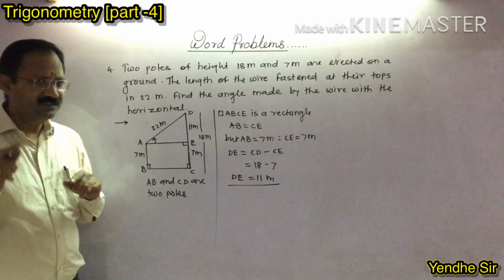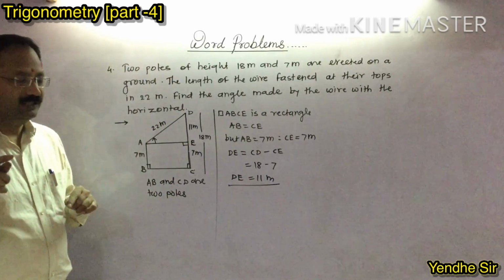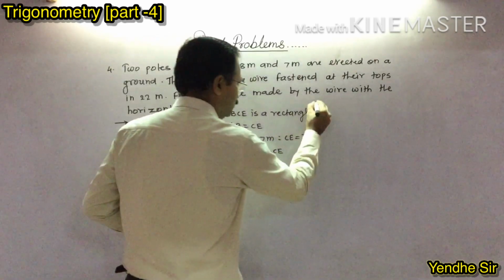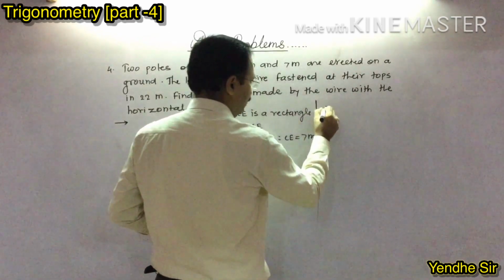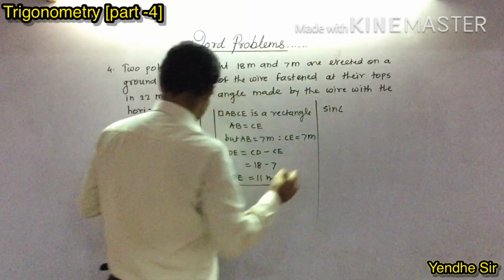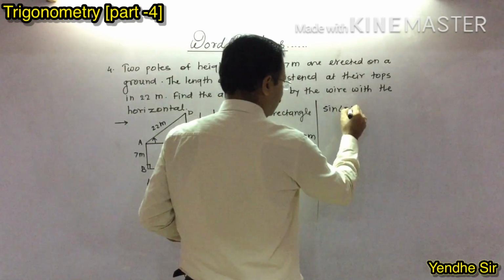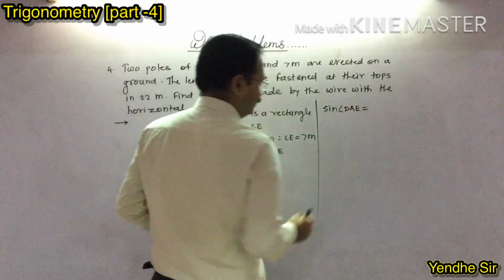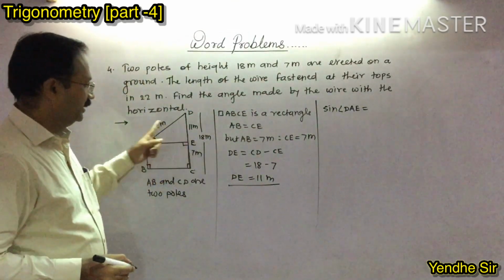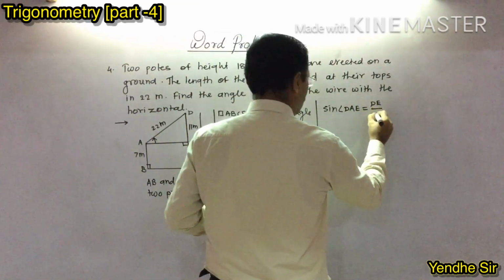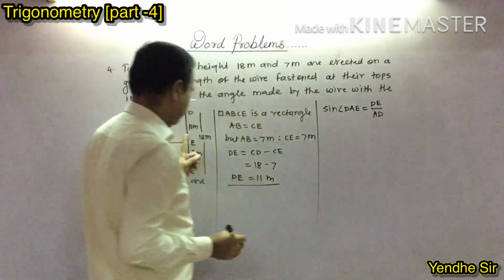Do you know this ratio? Yes, absolutely correct. This is related to sine. So I am going to use it here. Sine angle. Which angle? DAE. You have to find out this one. So the ratio of sine opposite upon adjacent. So DE upon AD. Okay.